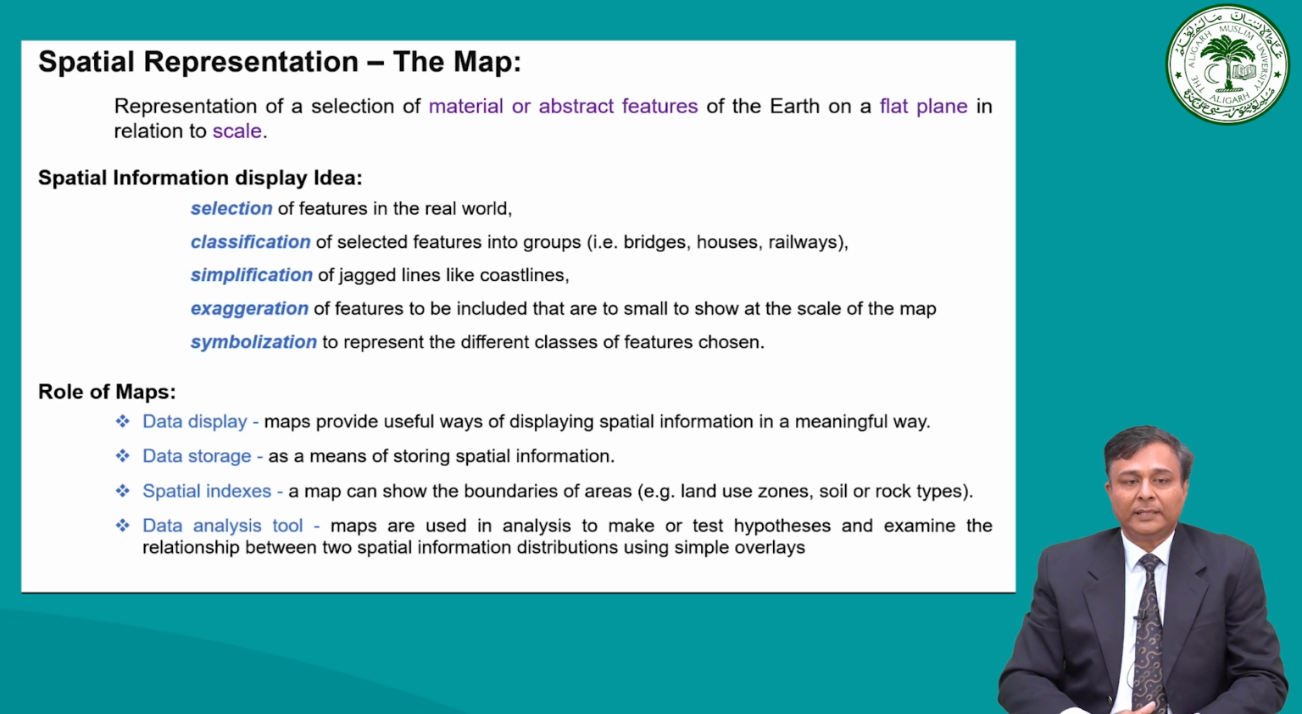Then it might also be used as spatial indexes, where a map can show the boundaries of an area. For example, any soil area, any land use zones, or rock types, etc. So the entire phenomena would be bounded by certain specific boundaries, and they can also be stored within a spatial entity in a map. Then these maps can play a very vital role as a data analysis tool. Here maps are used in analysis to make or test hypotheses and examine the relationship between two or more spatial information distributions using overlay operations.